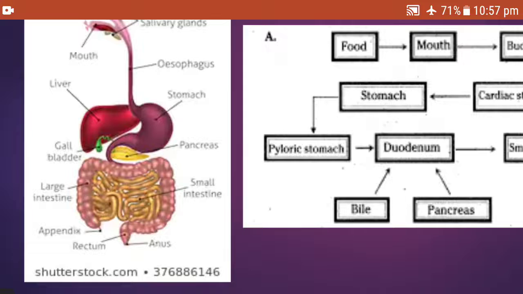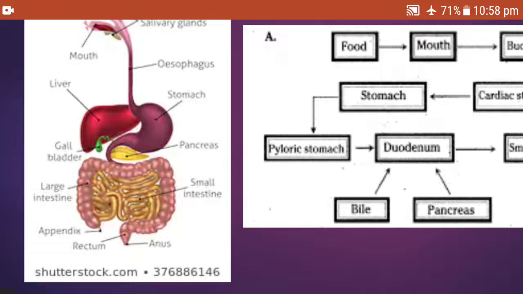Amylase acts on carbohydrates, converting them into maltose. Trypsin acts on proteins, converting them into peptones. Lipase acts on fats, converting them into fatty acids and glycerol.